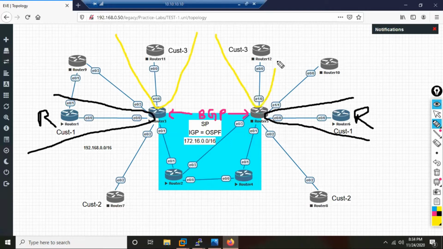They also have offices. Let us consider R3 is in Mumbai, and let's say R5 is maybe in Delhi. Let us assume this example. The customer has offices in Mumbai and Delhi, like I already explained earlier.